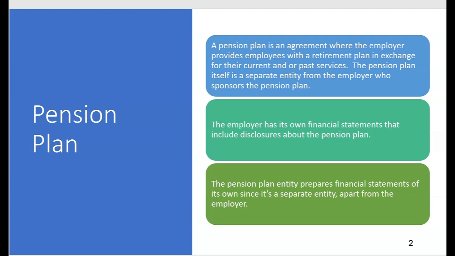So the first thing that an employer does when they want to start a plan is to create a new entity, because the plan itself has its own financial statements separate from the employer's financial statements. So you wind up with two sets of statements. The employer has its own financial statements that include disclosures about the pension plan, and the pension plan entity prepares financial statements of its own since it's a separate entity apart from the employer.